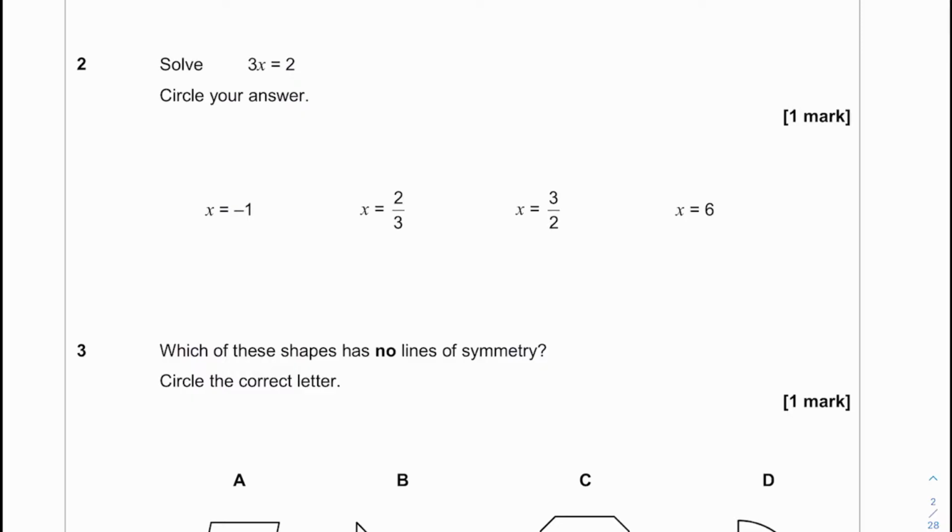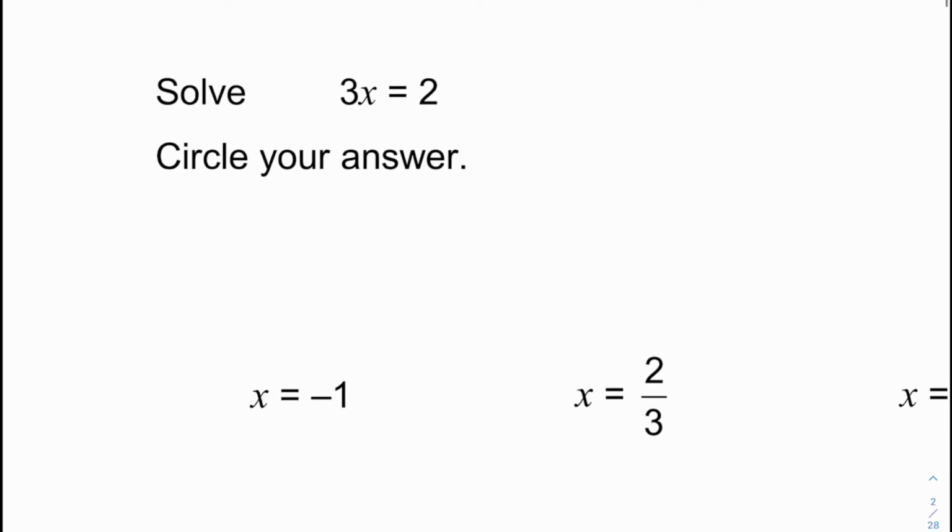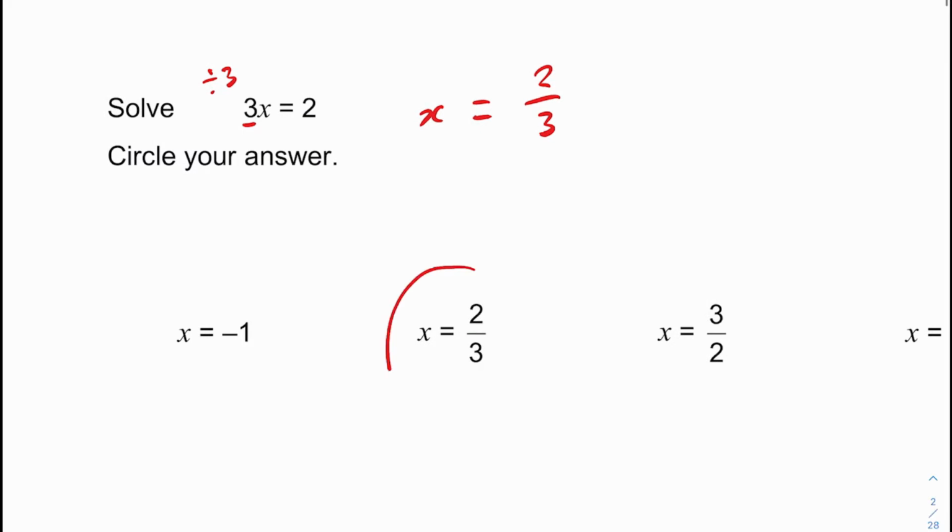So question 2 is a bit of algebra, really simple algebra though, so we can easily get this 1 mark. We need to solve 3x equals 2. So what we can then do is divide both sides by 3. When we do this, x on its own is now equal to 2 from our original equation, divided by 3 from where we've done our division, so therefore x is equal to 2/3.